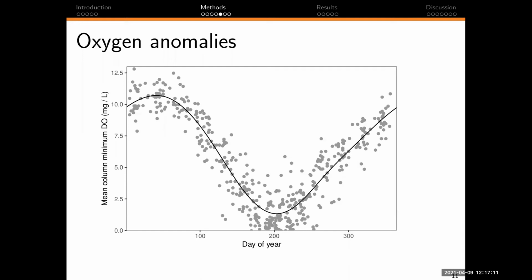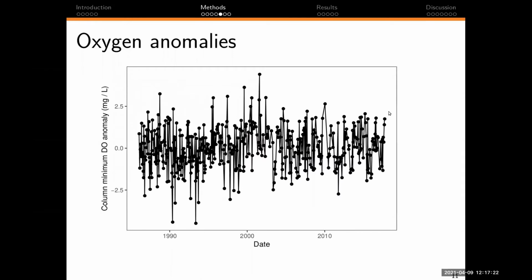a smooth regression spline to that data. So essentially it captures that mean seasonal cycle. And I subtract that smooth seasonal cycle from the data to produce anomalies. So I've shown here the anomalies from that data. You can see the seasonal cycle is gone, and there's that interannual variability that we're interested in predicting.